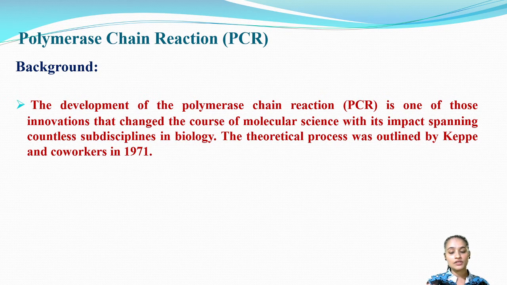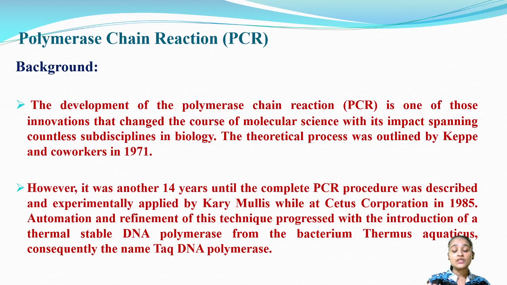The theoretical process was first outlined by Kleppe and co-workers in 1971. However, it was another 14 years until the complete PCR procedure was described and experimentally applied by Kary Mullis while at Cetus Corporation in 1985. Automation and refinement of this technique progressed with the introduction of a thermostable DNA polymerase from the bacterium Thermus aquaticus. Consequently, we call it Taq DNA polymerase or Taq-Pol.